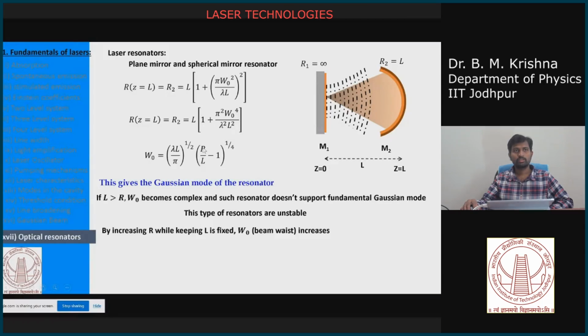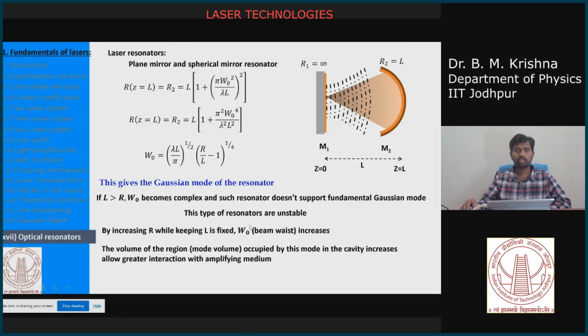Now your W naught, because we know the wavelength is fixed, how you increase the beam width of that particular wavelength depends upon your R. If you increase the radius of curvature of the mirror M2 in this configuration, you can get a bigger beam width. The reason we require bigger beam width is that if your beam width is high, the volume which can interact with the lasing medium will be higher.